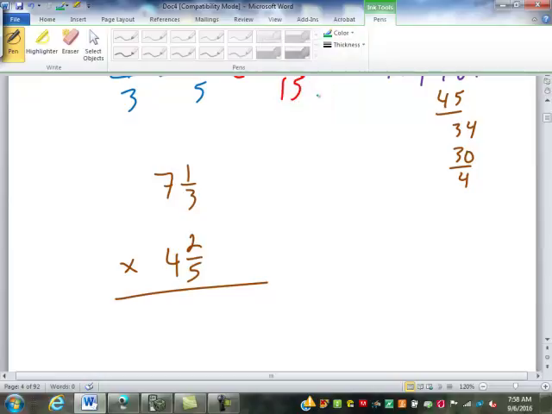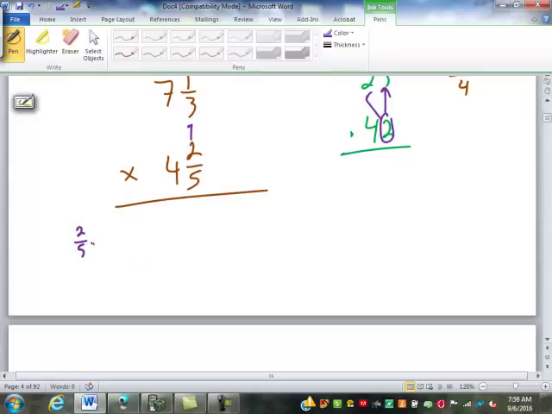So we're looking at 7 and 1/3 times 4 and 2/5. If I had like 23 times 42, this 2 here not only multiplies the 3, it has to multiply the 2, correct? Same thing happens here. The 2/5 has to multiply the 1/3. 2/5 times 1/3 is going to give me 2 over 15. But it also has to multiply the 7. How do I do a fraction times a whole number? It becomes 7 over 1. It becomes a fraction by doing that. So 2 times 7 is 14. 5 times 1 is 5. So that is 2 4/5.